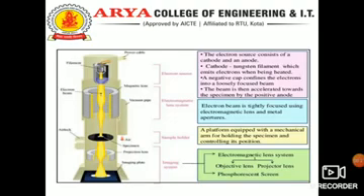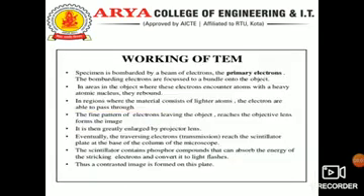Then the traversing electrons reach the scintillator plate at the base of the column of the microscope. The scintillator plate contains phosphor compounds that can absorb the energy of striking electrons and convert it to light flashes. Thus, the contrasted image is found on this plate. And this is the working of TEM.